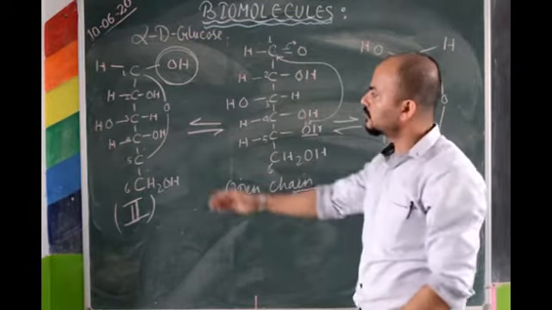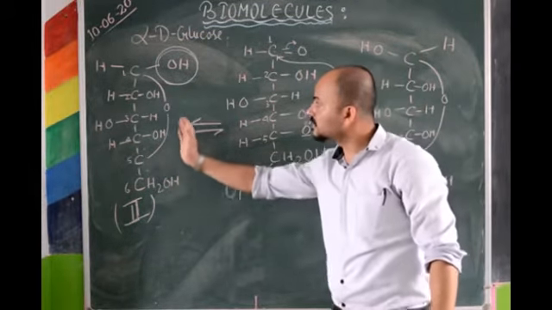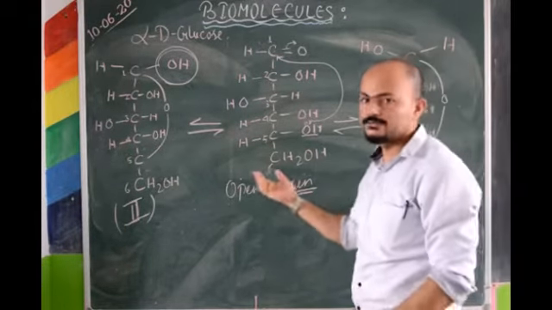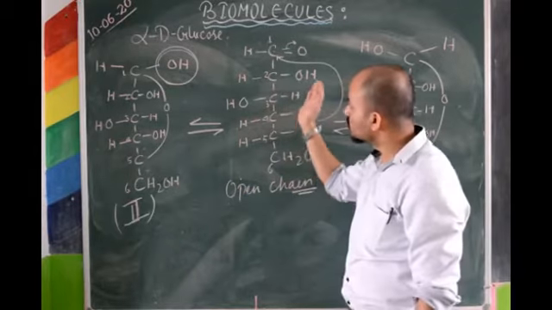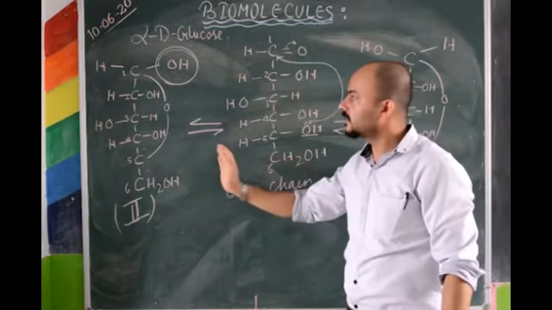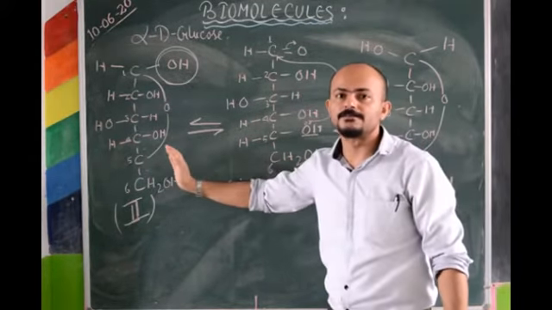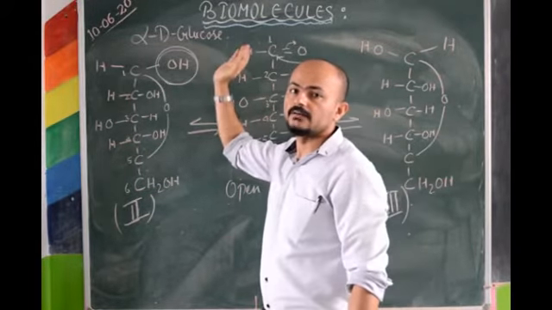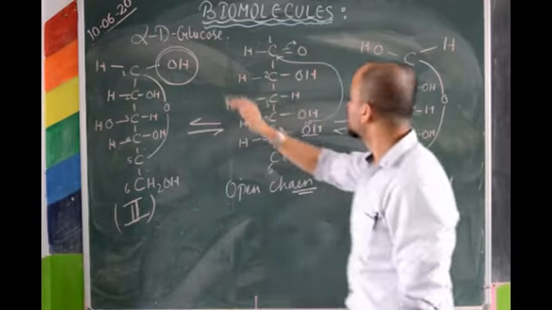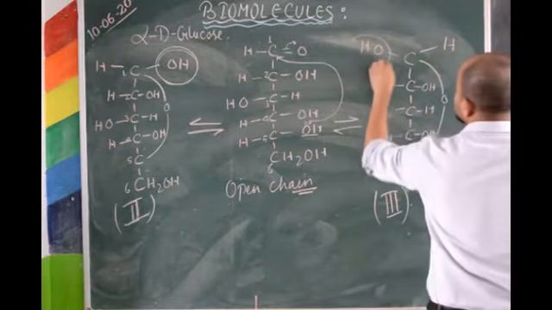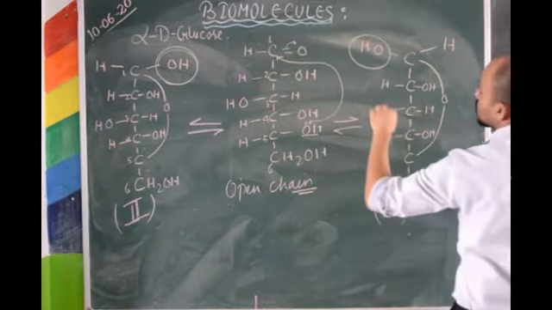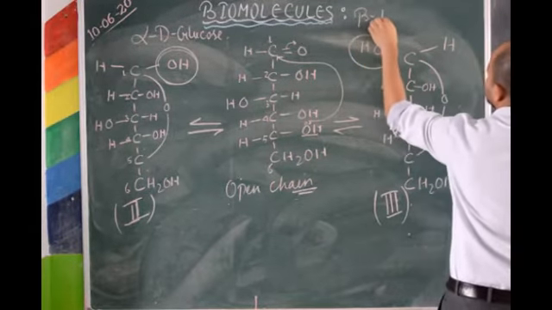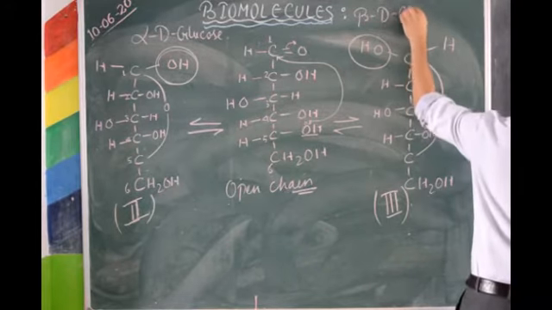It may look confusing, but once you understand the trend of how it is done, it becomes very, very simple. Whenever you have the OH group on the right hand side, that is known as alpha D glucose. Since the OH group is on the left hand side here, this is known as beta D glucose.